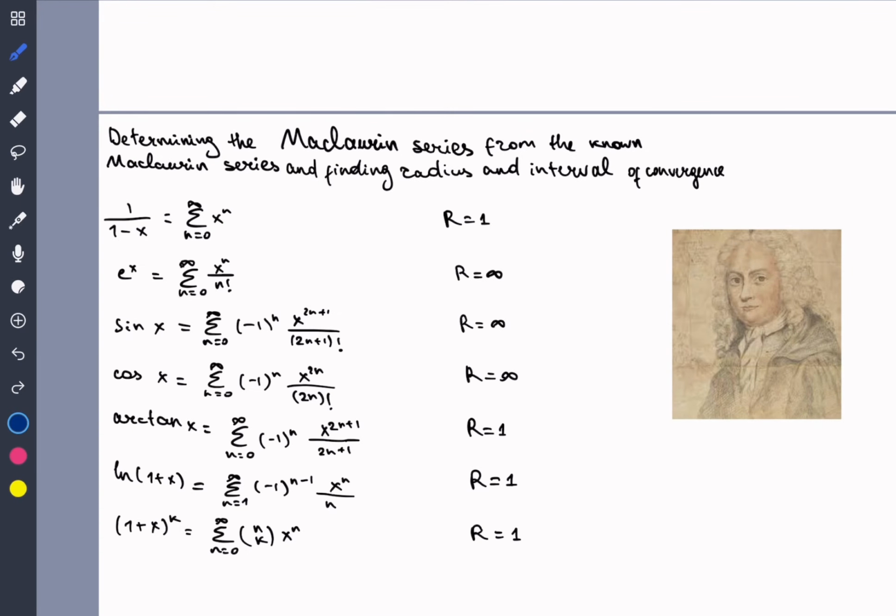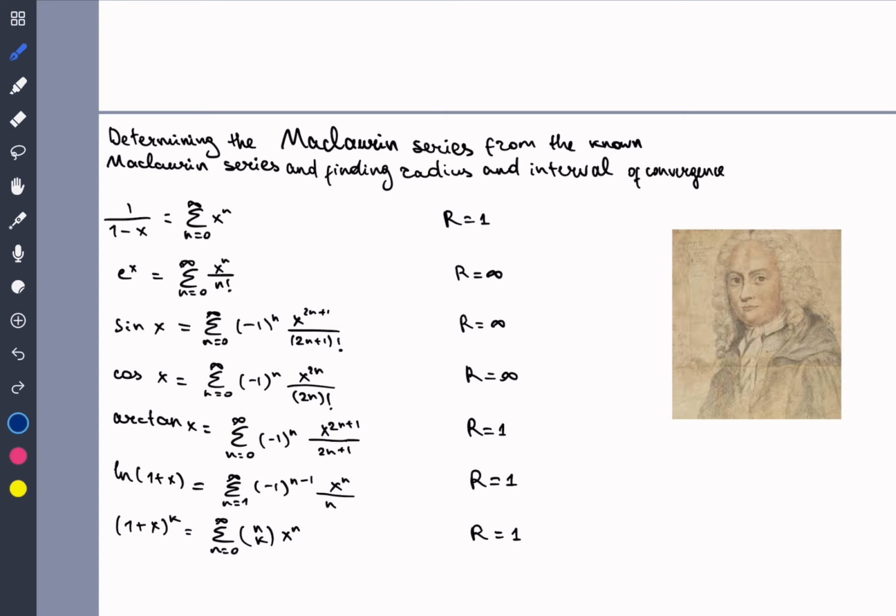Today I'll be discussing the Maclaurin series and how to find the Maclaurin series of a function from the known Maclaurin series, which are the ones given below, and I'll show you how to find radius and interval of convergence. This topic is actually really interesting and it's one of my favorites.